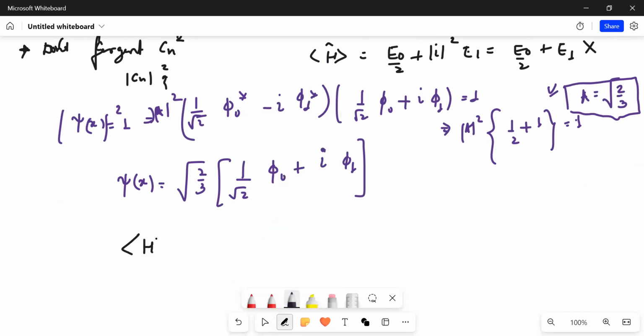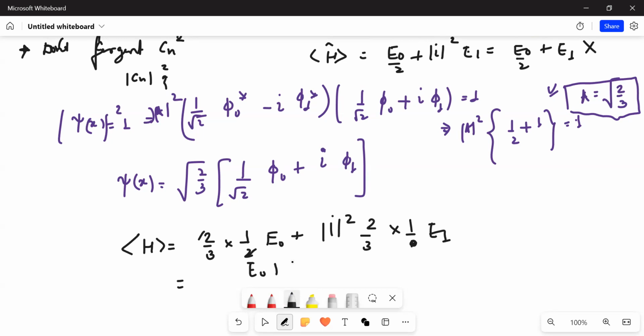So the expectation value of energy, or the expectation value of this Hamiltonian operator, would be 2 upon 3 into 1 upon 2 times E naught plus mod iota whole square times 2 upon 3 into 1 times E1, and it would be equal to E naught plus 2E1 upon 3. So this indeed would be the expectation value of the Hamiltonian operator in the state psi.